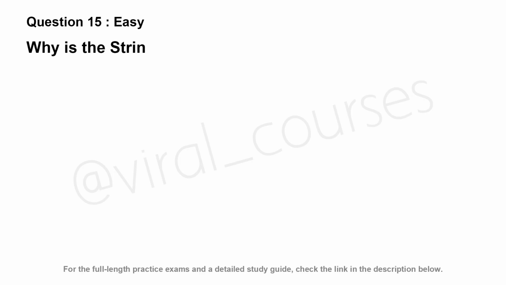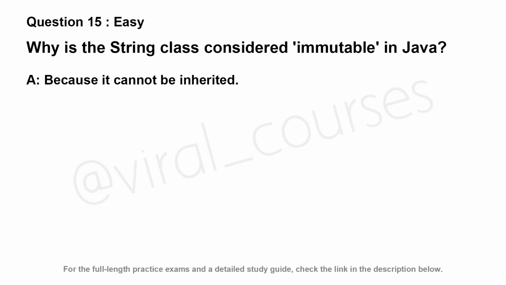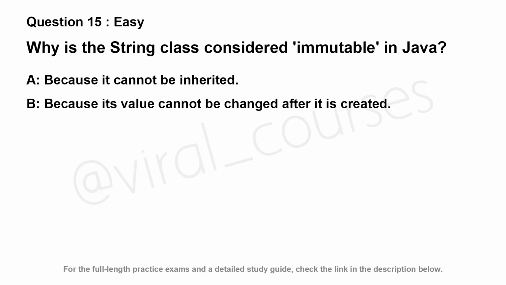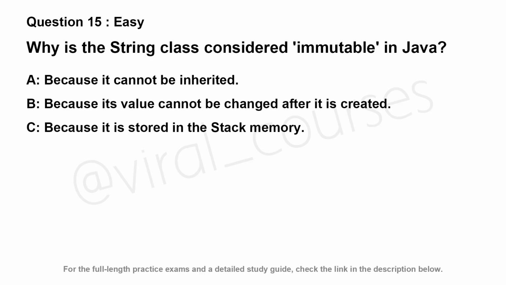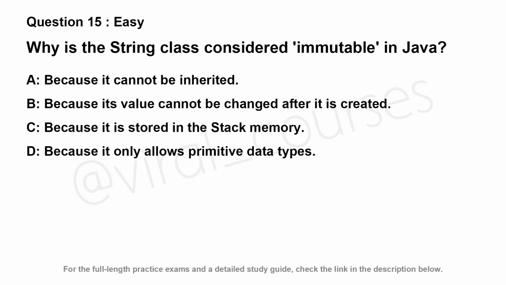Why is the string class considered immutable in Java? Option A. Because it cannot be inherited. Option B. Because its value cannot be changed after it is created. Option C. Because it is stored in the stack memory. Option D. Because it only allows primitive data types.